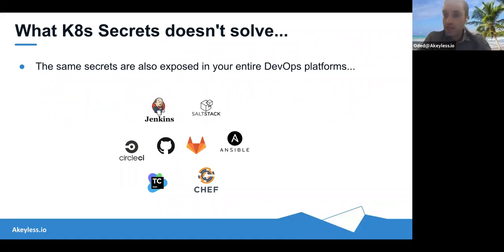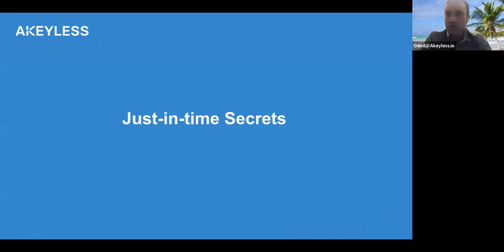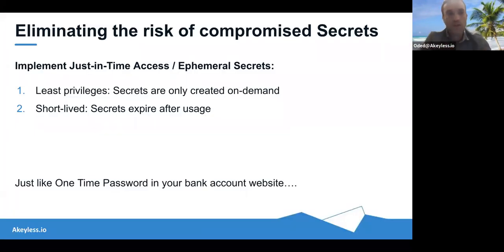So going back to just-in-time access, let's talk about that, because just-in-time secrets are the ultimate solution for protecting your secrets. Just-in-time basically means on demand and temporary. Just-in-time is like a combination between an on-demand secret and a temporary one. So we talked about the least privileges approach and the short-lived idea, but let's combine them together.